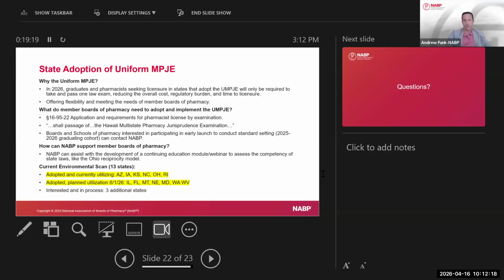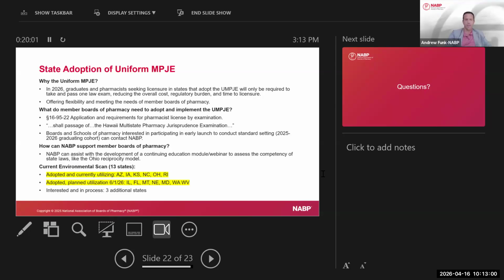And then we have 3 additional states that are considering this and are in the process of amending their regulations to make that possible. I looked at Hawaii regulations, and your regulations are quite specific in that it does say that candidates must take and pass the Hawaii multi-state pharmacy jurisprudence examination. In some of the states, the wording has been vague, and it's written as multi-state pharmacy jurisprudence exam, and it doesn't specify the state.